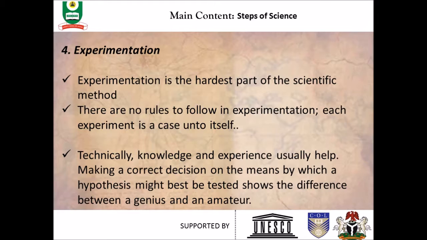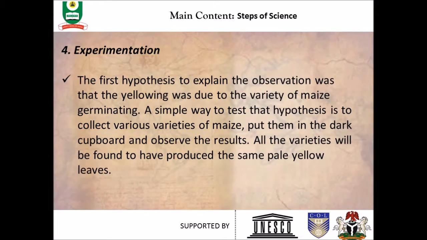Experimentation is by far the hardest part of scientific method. There are no rules to follow. Each experiment is a case unto itself. Technically, knowledge and experience usually help. Making a correct decision on the means by which a hypothesis might best be tested shows the difference between a genius and an amateur. Can you think of how the young student in our hypothetical example would gather evidence in order to refute or confirm his hypothesis?